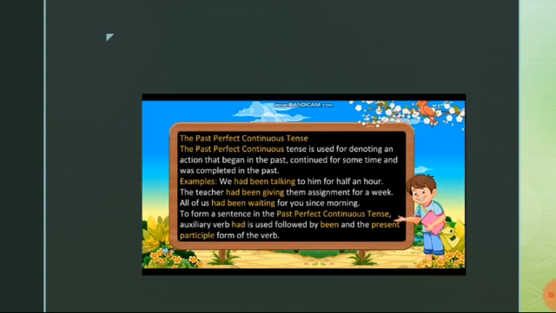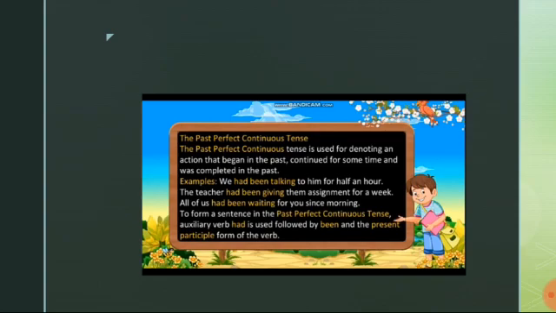Then next is past perfect continuous tense. So it is used to denote an action that began in the past and was continuing for some time and was completed in the past. So see the examples. We had been talking to him for half an hour. The teacher had been giving them assignments for a week. All of us had been waiting for you since morning. So here the auxiliary verb had is followed by been and the present participle form of the verb.